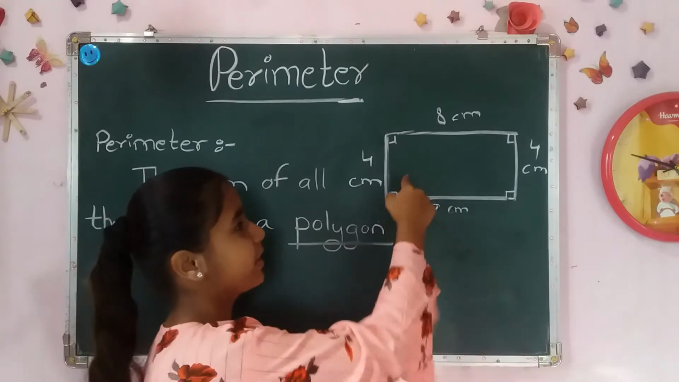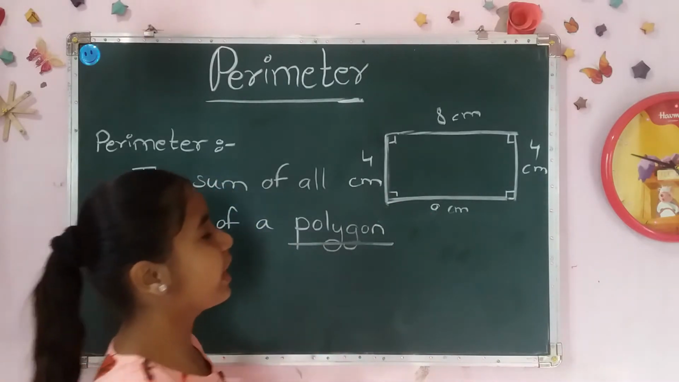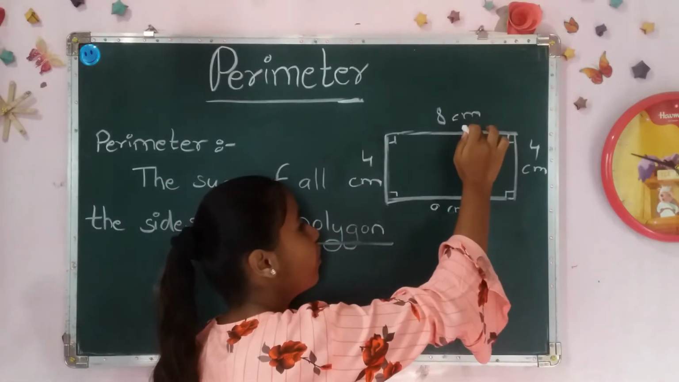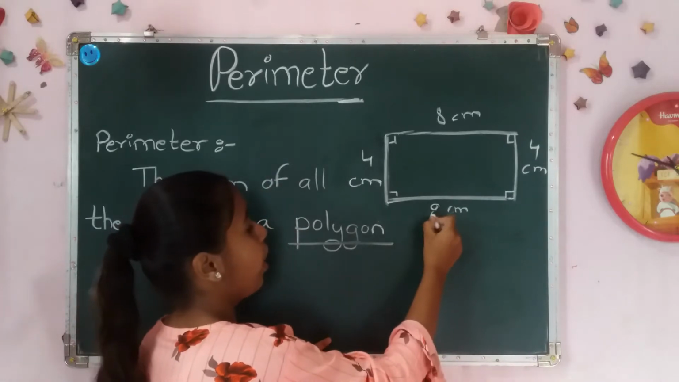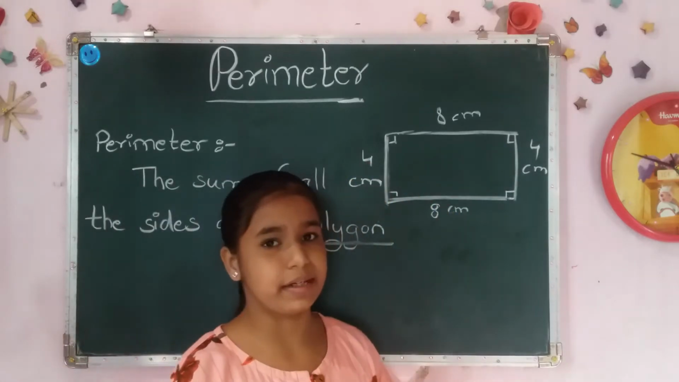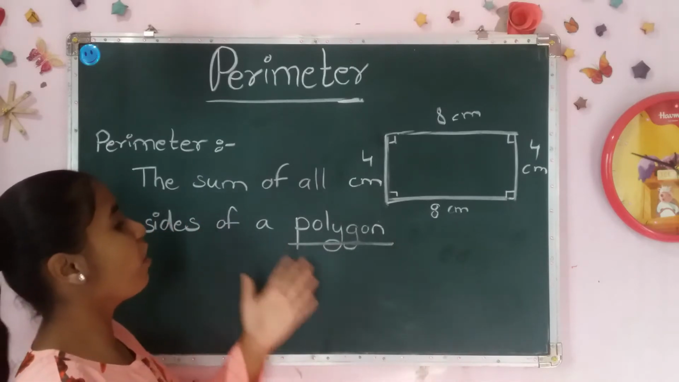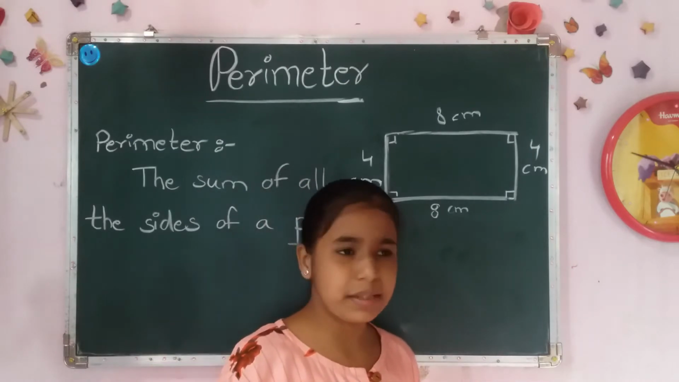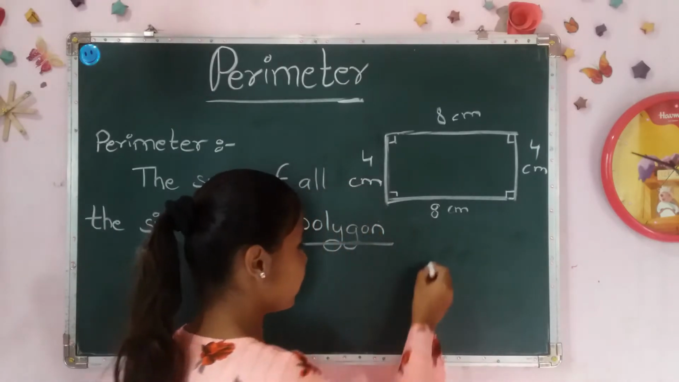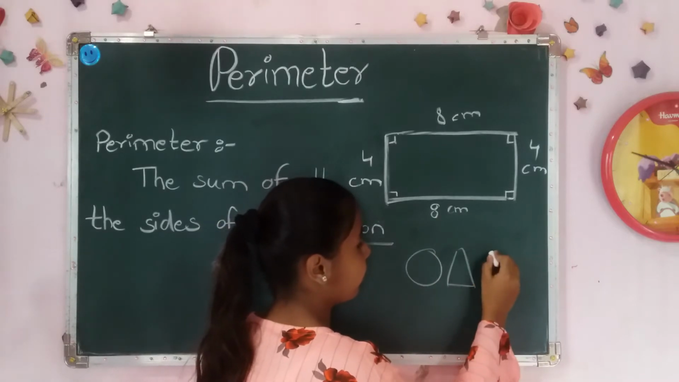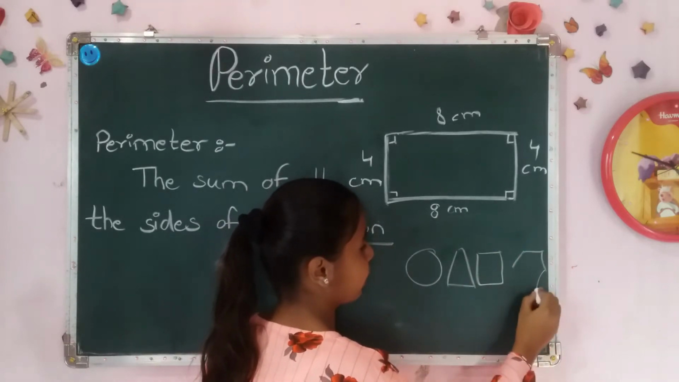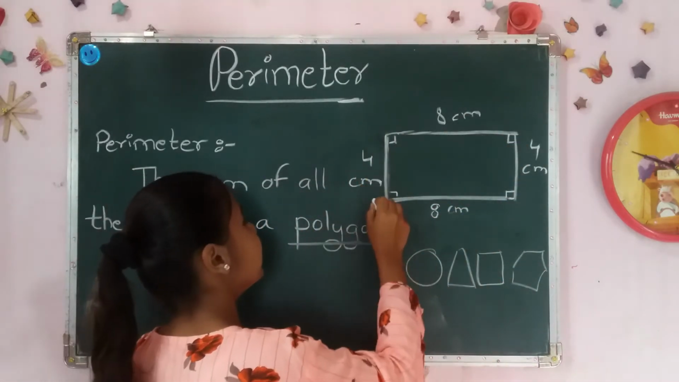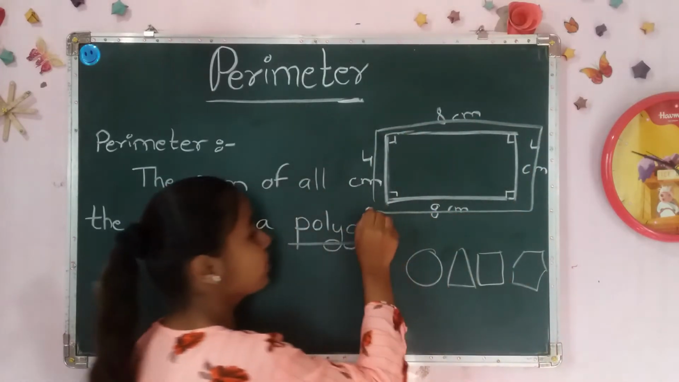So here we have a rectangle. The perimeter of this rectangle will be the full length around it, meaning 8 plus 4 plus 8 plus 4. This will be our perimeter. So the perimeter is the sum of all the sides of the polygon. Polygon means a shape with many sides, like a rectangle or a square. So the perimeter of this rectangle is simply the full length of its border.